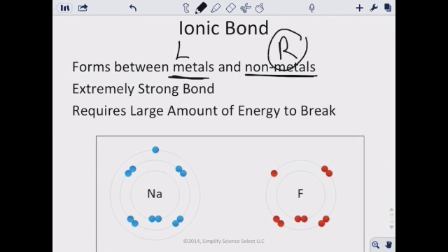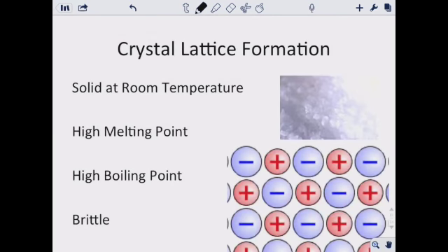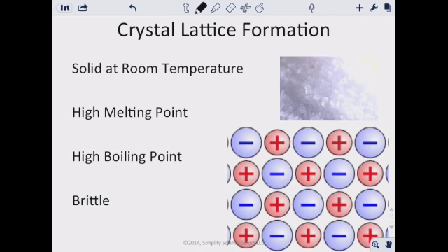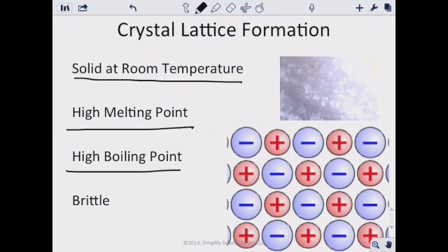So we look at our stair step on the periodic table. Everything to the right is a non-metal. Everything to the left is a metal. So an ionic bond forms between a metal and a non-metal, an extremely strong bond, and it requires a large amount of energy to break it. That's why they have such high melting points, because it takes a lot of energy to break it. So some key things about an ionic bond: it's solid at room temperature, has very high melting points, very high boiling points, and is brittle.